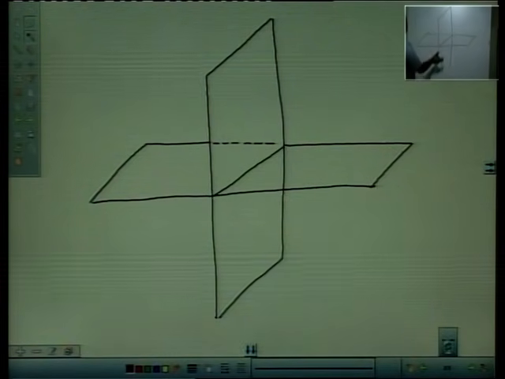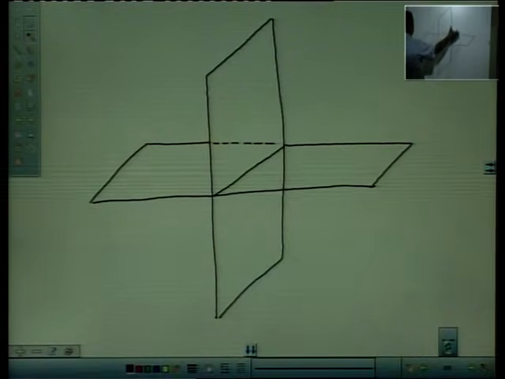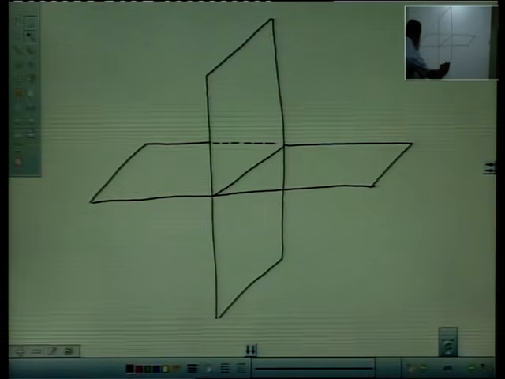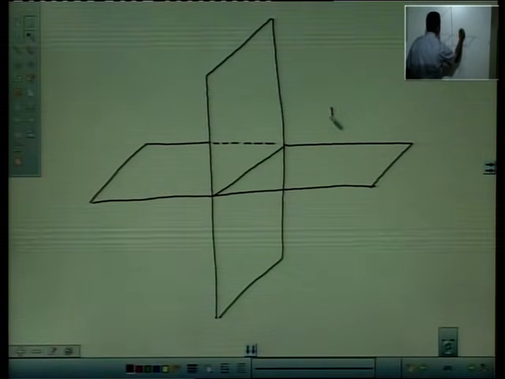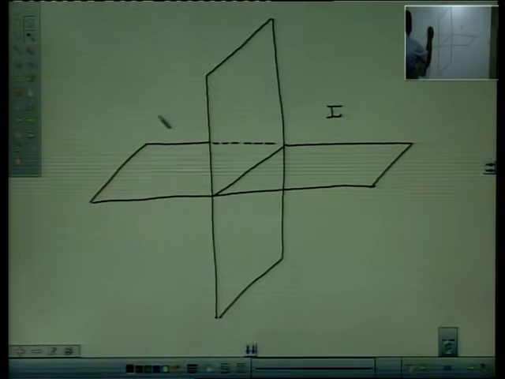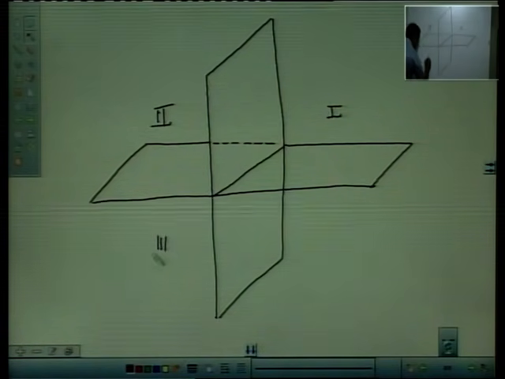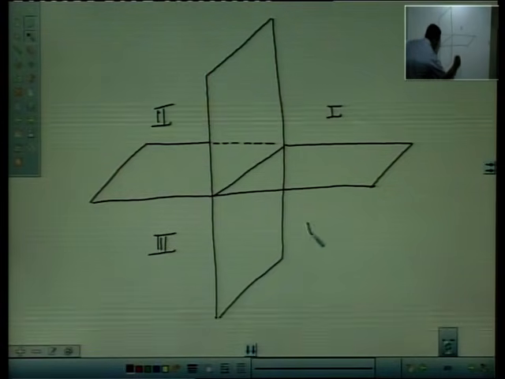Here again we have 4 quadrants. This is quadrant number 1. This is in 3D. This is quadrant number 2. This is quadrant number 3 and this is quadrant number 4. 1, 2, 3 and 4.